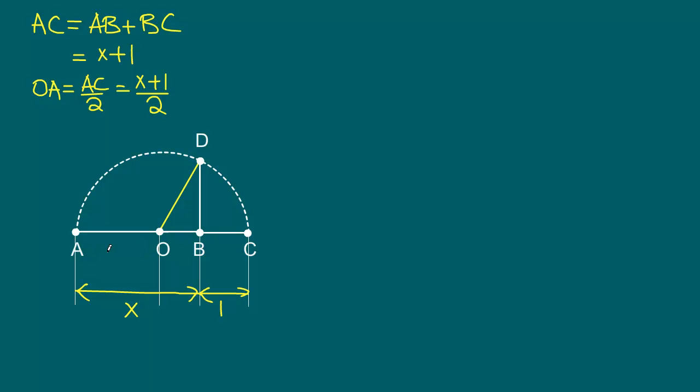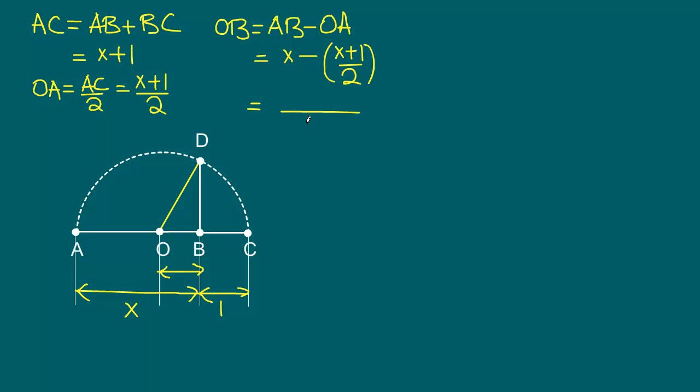Now we know what is AB and we know what is AC. So now what is this length? What is OB? Let's take a look. Let's write it over here. So what is OB? OB, we can think of it as AB minus AO, right? So we can say OB is equal to AB minus OA. Now, what is AB? AB is x. And what is OA? OA is this number, so it will be (x plus 1) by 2. So if we take 2 as the LCM, this will be 2x minus x minus 1, or 2x minus x is x, so (x minus 1) by 2. So now we know OB. OB is (x minus 1) by 2.